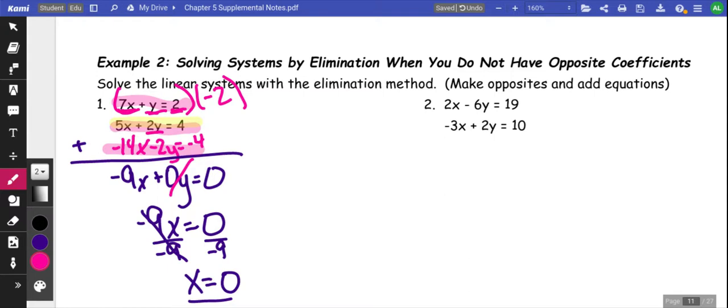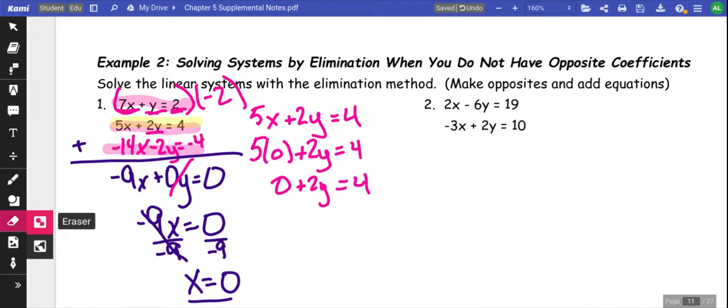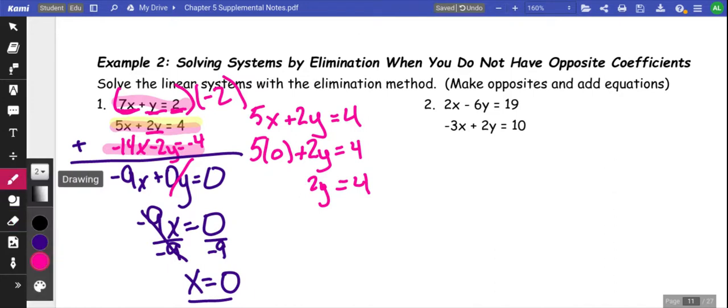Okay, so 5x plus 2y is equal to 4. We're plugging in 0 for x, so 5 times 0 plus 2y is equal to 4. Okay, 5 times 0 is 0 plus 2y equals 4. You don't have to write 0. I could just say 2y is equal to 4.